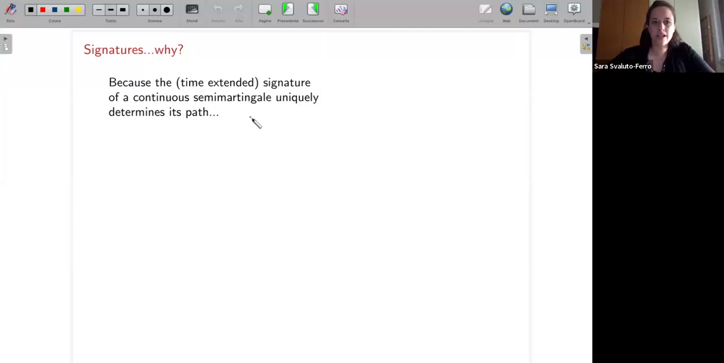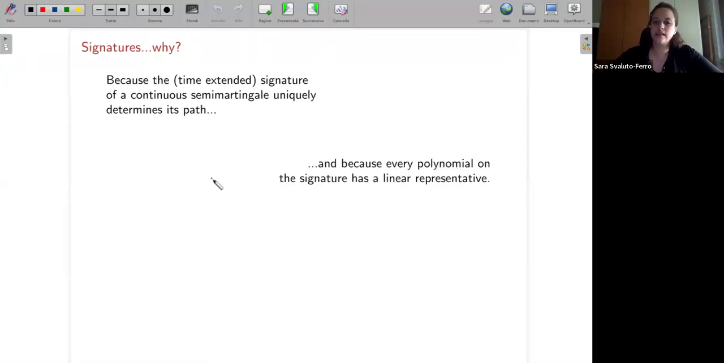Okay. Why do we like signatures? We like signatures for two reasons, mainly. The first one, because the time-extended signature of a continuous semi-martingale uniquely determines its path. It means that it is an object that you can use instead of using the whole path of your semi-martingale, okay? So all the information is contained there in the signature. On the other hand, because every polynomial on the signature has a linear representative, you can transform every polynomial into something linear, which is much easier and much nicer.